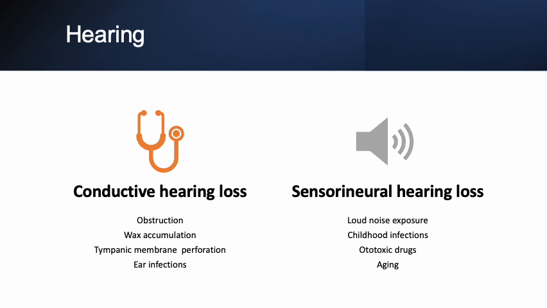When sounds can't travel from the outer ear to the eardrum and middle ear, that is considered conductive hearing loss. Common causes of conductive hearing loss include ear trauma, inflammation, impaction of earwax, perforated eardrum, or blockage by a foreign body. The sounds from the outside are not able to get to the inner ear to be interpreted.